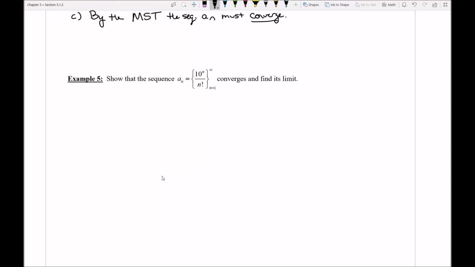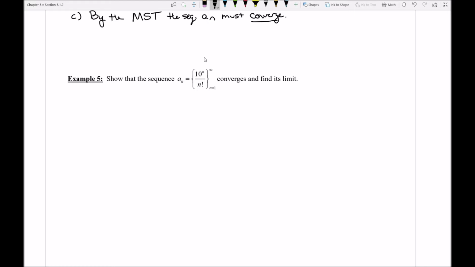In example number 5, we're going to see a non-trivial example of where we have to calculate the limit of a sequence using the monotonic sequence theorem. Now, take a look here at what this actually says. We want to show that this sequence, which is actually a sequence we saw back in example 2 in this section, converges and then find its limit.